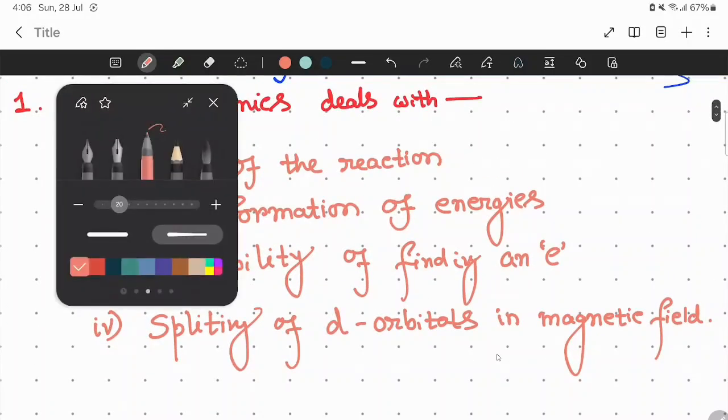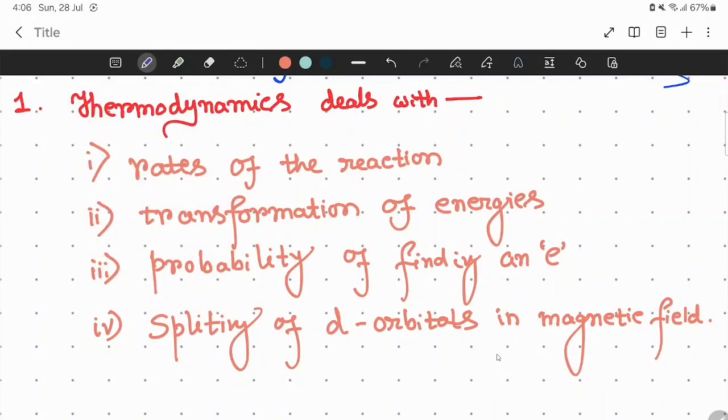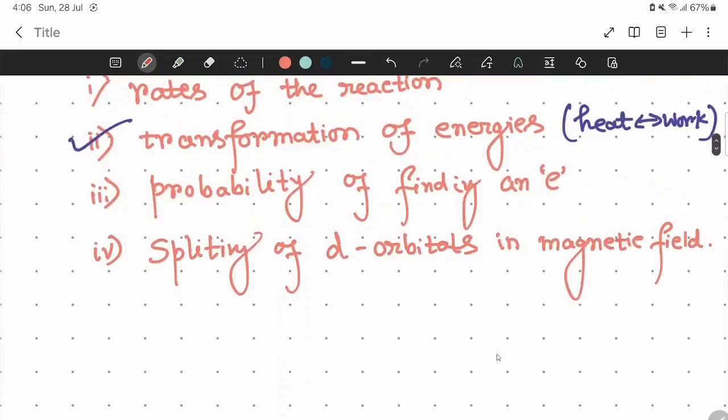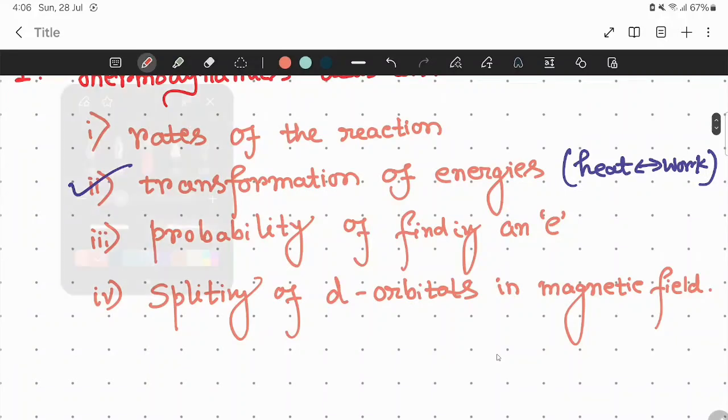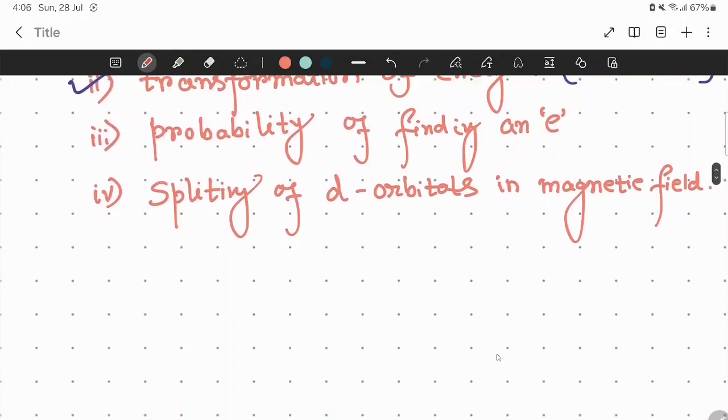So it's a very straightforward question. Thermodynamics essentially deals not with the rates of the reaction, because we know chemical kinetics deals with the rates of the reaction. This is the transformation of energies from heat to work. We can think of transformation between heat and work. So essentially thermodynamics deals with that. And probability of finding an electron is essentially not related to thermodynamics. And splitting of d orbitals in magnetic field also is not the business of thermodynamics. So essentially the transformation of energy is the correct answer. So now going to the second question.